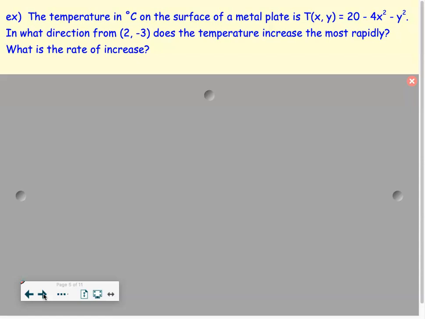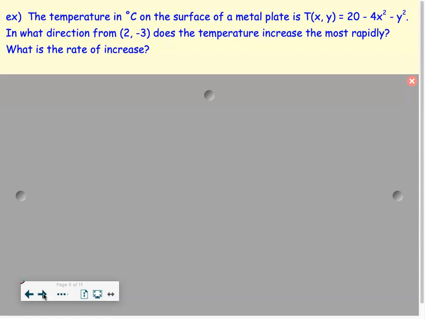All right. The temperature in degrees Celsius on the surface of a metal plate is given by that temperature function. In what direction from the point (2, -3) does the temperature increase the most rapidly, and what is the rate of increase? Oh, if only we had something that told us when the rate was the biggest, right? Okay, so what are we going to use for this? We're going to use the gradient, right?